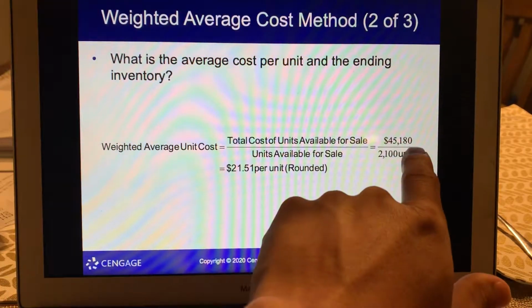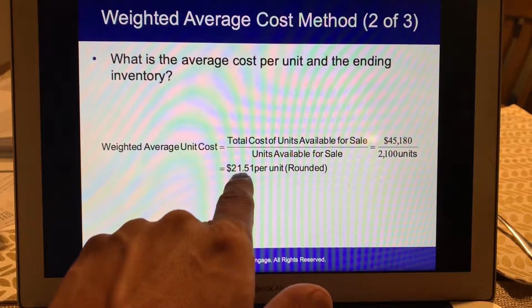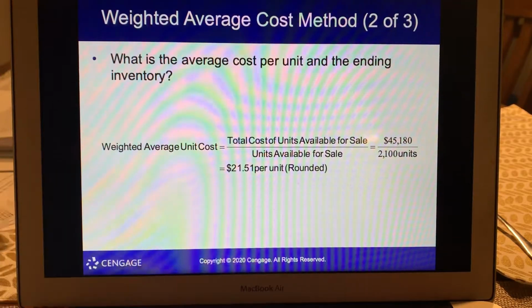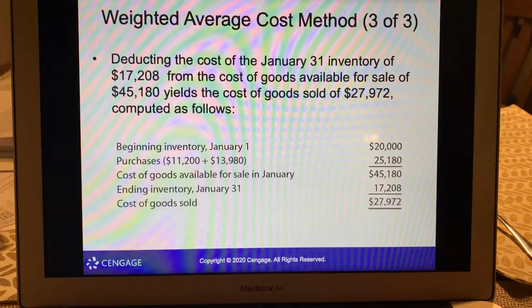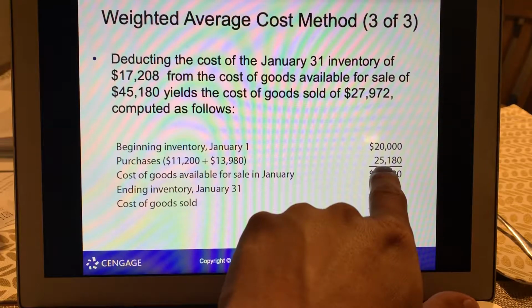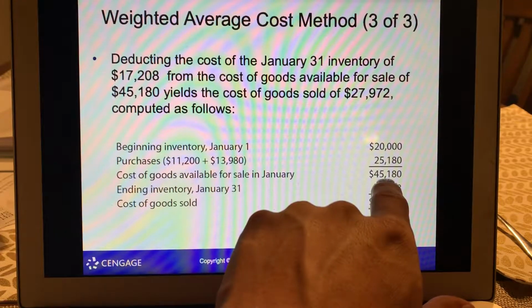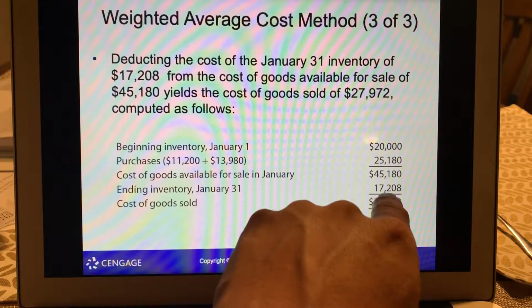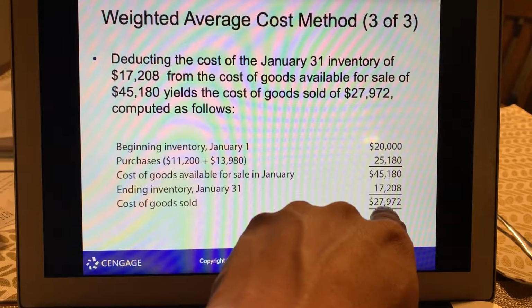So 45,180 and there's 2,100 units on hand. So it'll be 21.51 per unit, and that's rounded. So that 21.51 per unit, that's what we're going to look at. So our beginning is 20,000. Our purchases is 25,180. So our cost of goods available in January is 45,180. Our ending inventory was 17,208. So our cost of goods sold was 27,972.